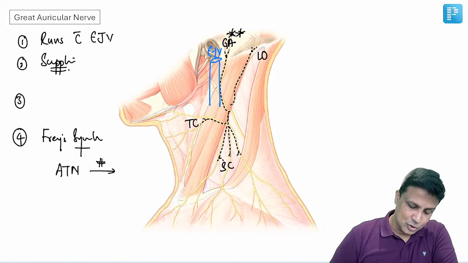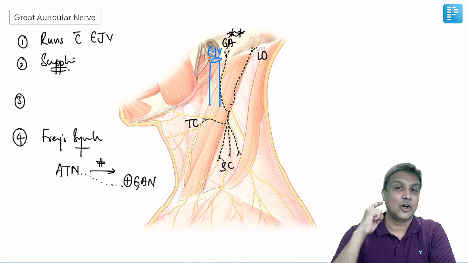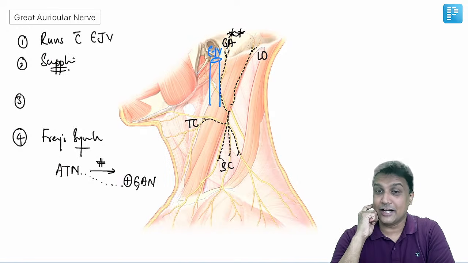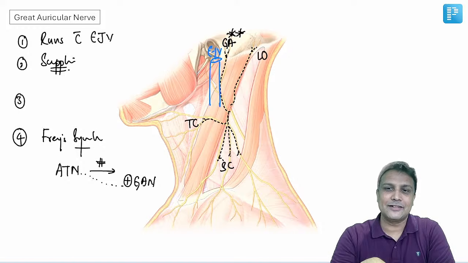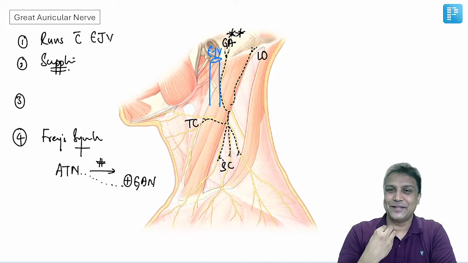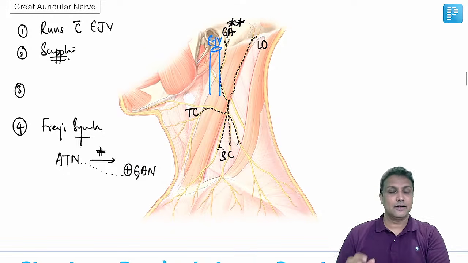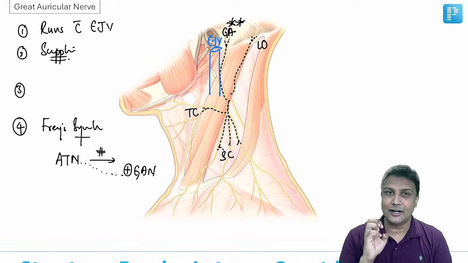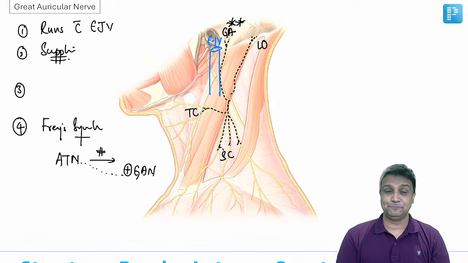Fine. Now, if it is injured, then it is trying to regenerate. And while regenerating, remember, it is going to come and join with the great auricular nerve. The auriculotemporal nerve is now joining with the great auricular nerve. In normal people like you and me, what is happening? Whenever we eat something, the auriculotemporal nerve will be stimulated, and that is going to stimulate the parotid gland, and the parotid gland is going to secrete saliva. So salivation occurs in normal people like you and me.